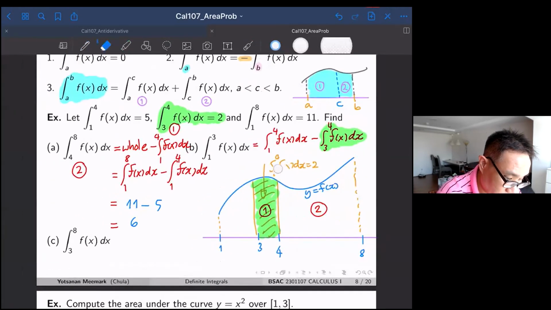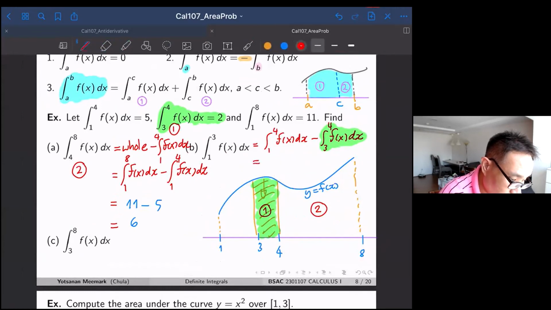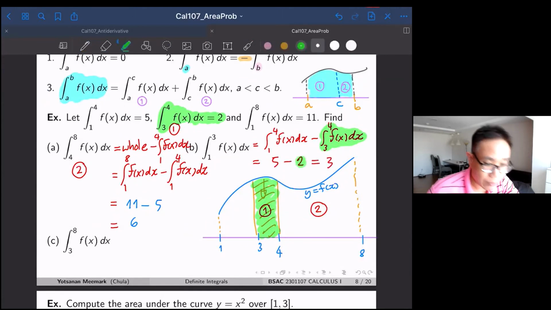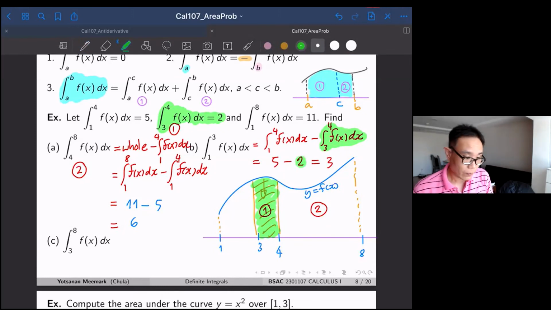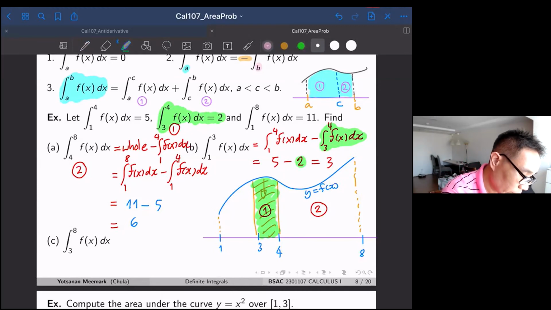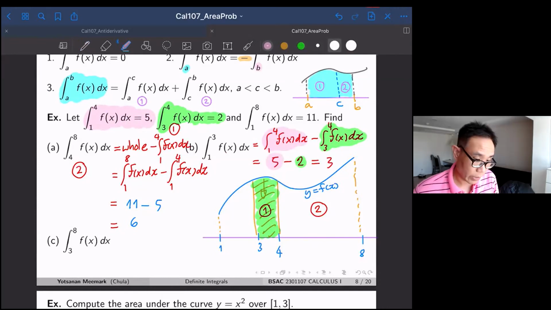I need some space. Let me erase this one. I don't need this one. So I'm gonna get 1 to 4. 1 to 4 is my 5. And 3 to 4 is gonna be 2. So it's gonna be 3. And that's it. Okay. So that one will be 5 minus 2. Or if you want, you may highlight this one with the pink guy. So you have the pink guy subtract by the green one. Okay, so this is how we obtain the area from 1 to 8.